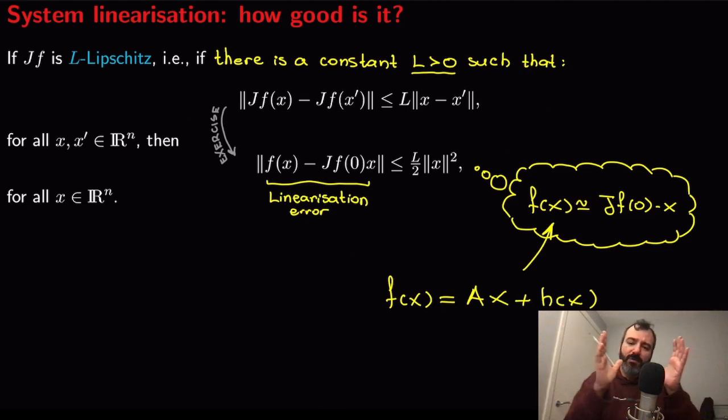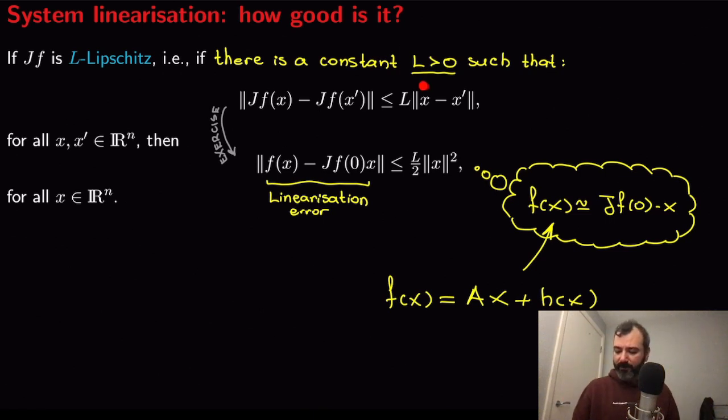As x goes closer and closer to x prime, as x and x prime approach one another, and the distance between them becomes small, so as the norm of x minus x prime becomes small, the distance between the Jacobian of f at x and the Jacobian of f at x prime also becomes small. There is a little catch here. x and x prime are vectors.